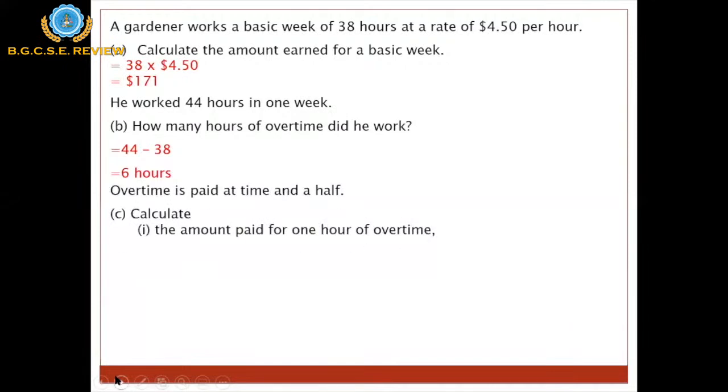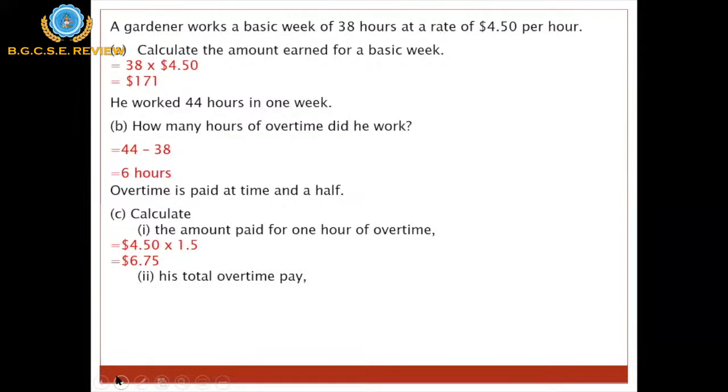Overtime is paid at time and a half. Calculate, part 1, the amount paid for 1 hour of overtime. Well, we know time and a half means to multiply my regular rate by 1.5, which gives me $6.75.